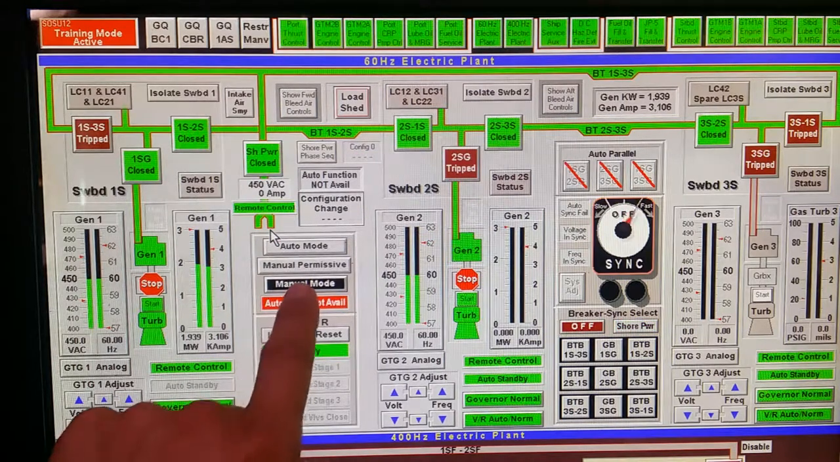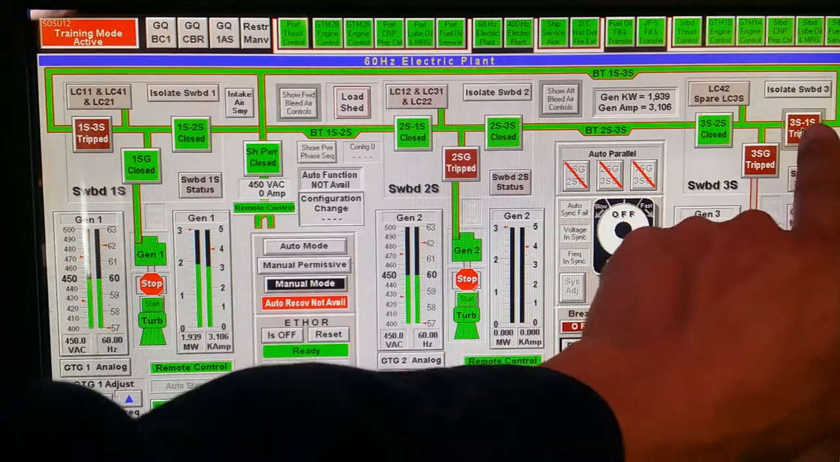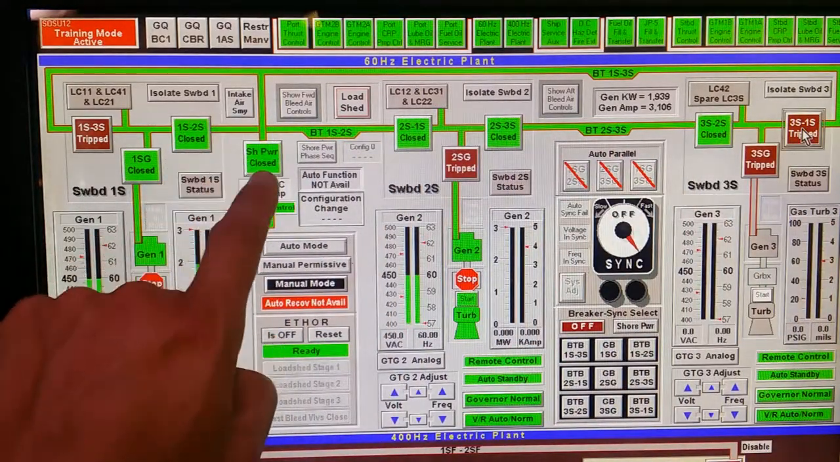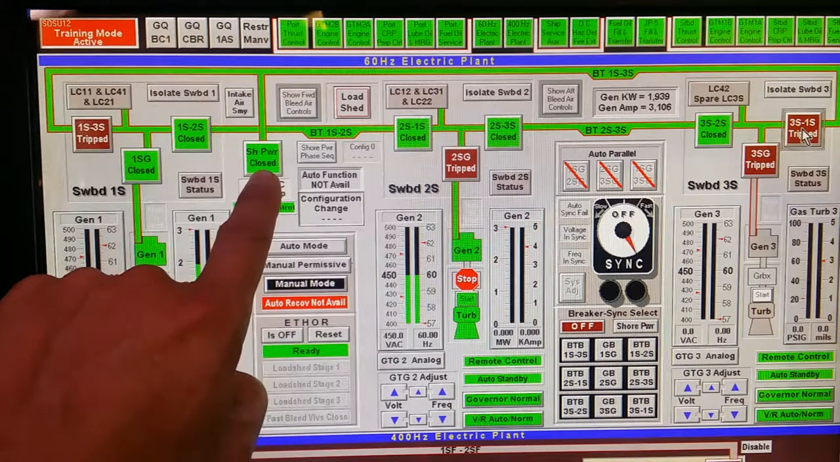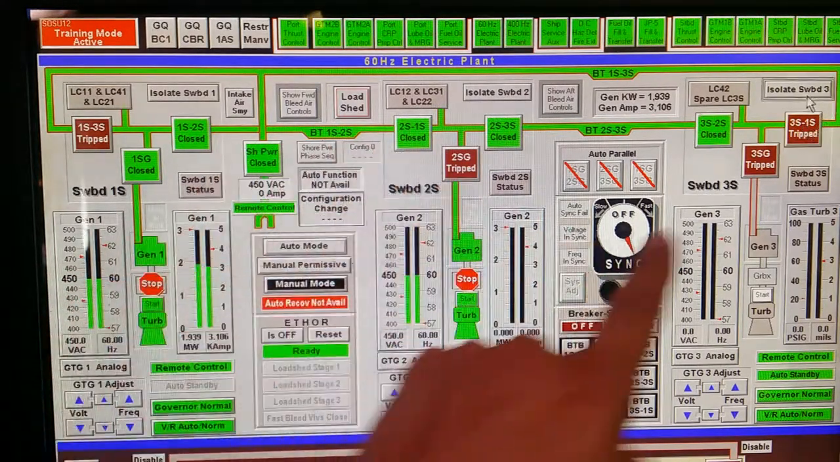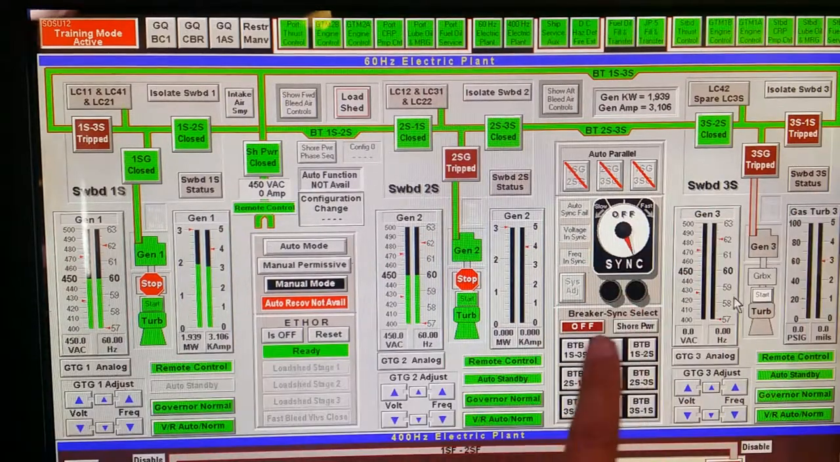How do I do that? Because I was in manual mode, I could go ahead and force it to close this one, but that's going to cause me to destroy my generator because now I'm going to parallel to shore power, and that is very dangerous to do, especially when they are out of phase. So what I'm going to do is use the synchroscope.